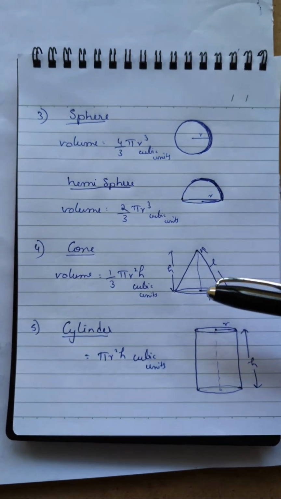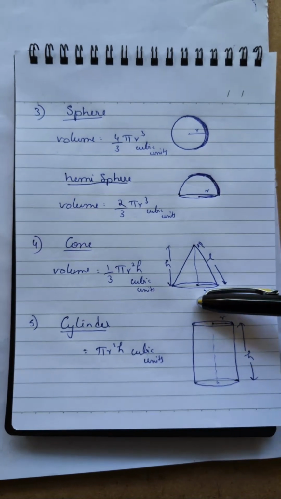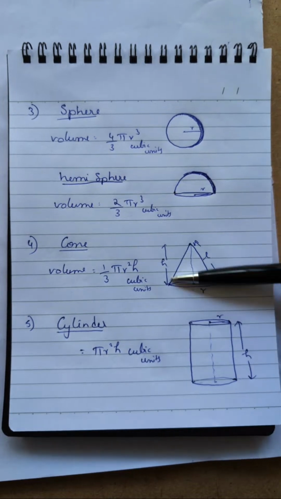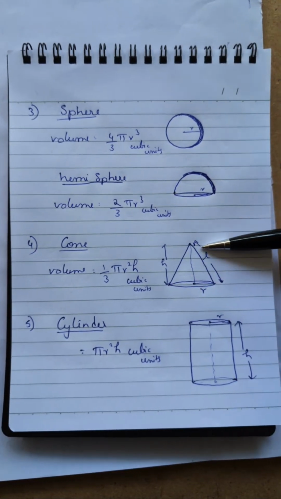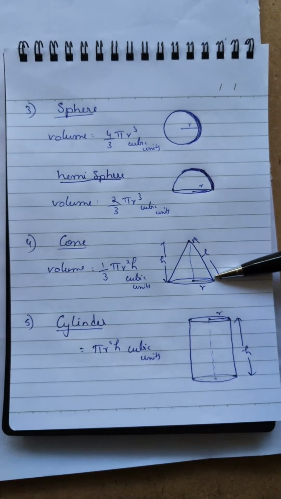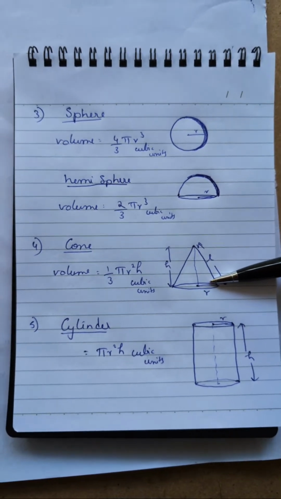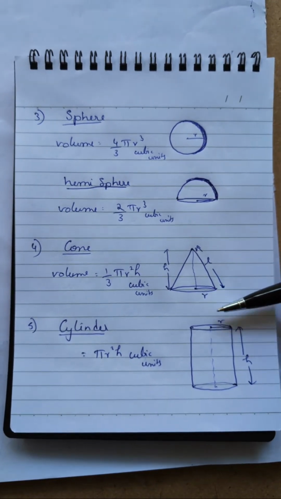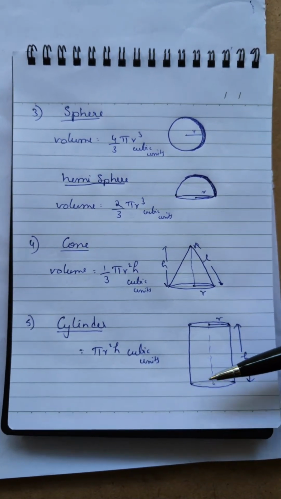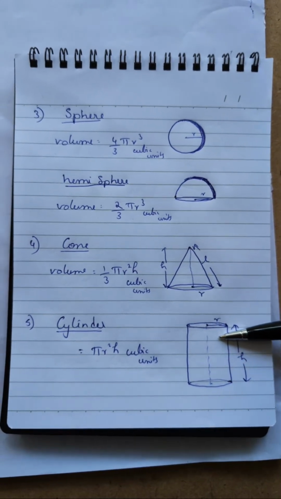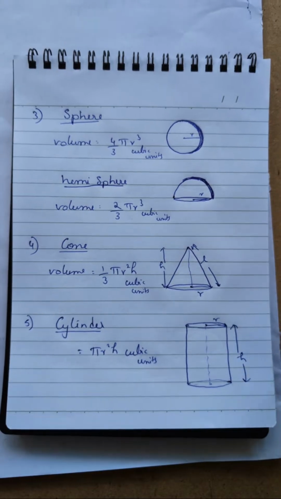Whereas for cone, what is the volume formula? It is 1 by 3 pi R square h, where h is the height of the cone, L is the slant height of the cone, and R is the radius of the circle which is present at the bottom of the cone. So the volume of a cone will become 1 by 3 pi R square h cubic units. Whereas for a cylinder, it is pi R square h, the same concept, R is the radius, h is the height, and the total volume of a cylinder will become pi R square h cubic units.